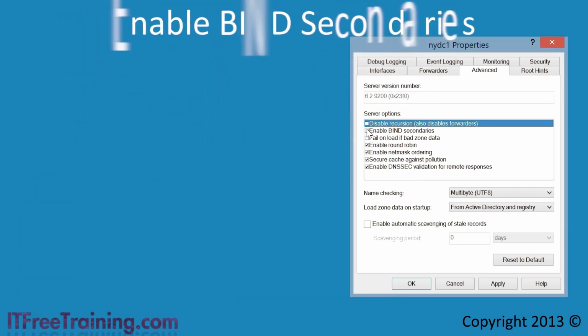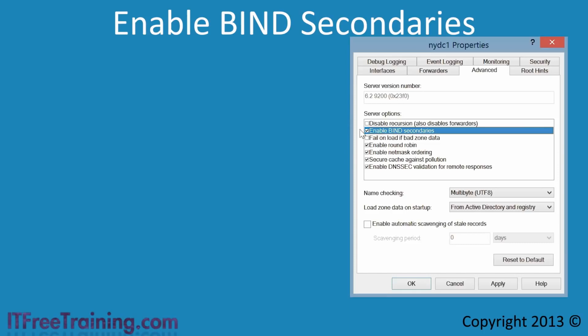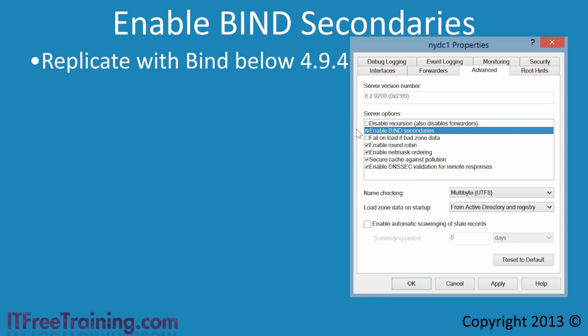The next option that I will look at is Enable Bind Secondaries. If your DNS server replicates with bind servers that are below bind 4.9.4, you will need to enable this option. Enabling this option disables some fast transfer options for zone transfers, and thus enabling this will slow down zone transfers.